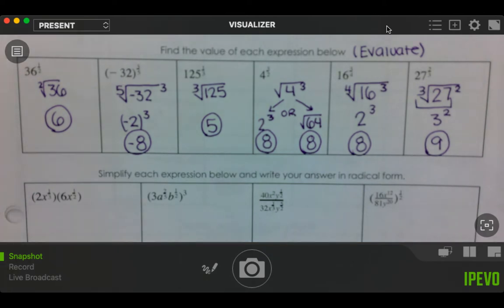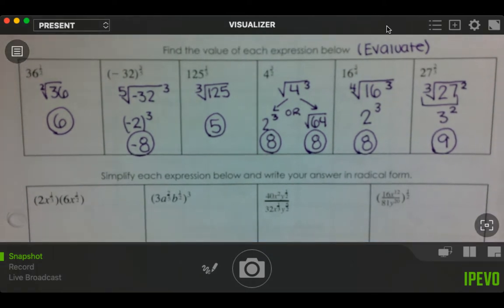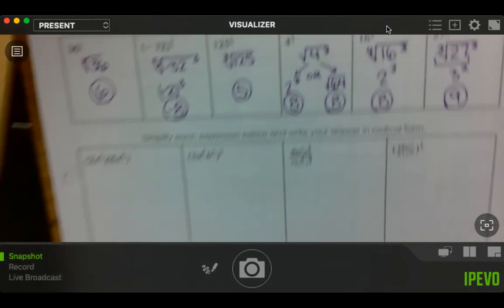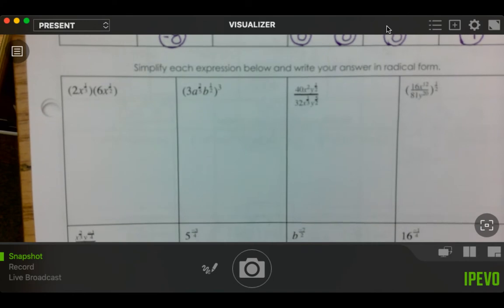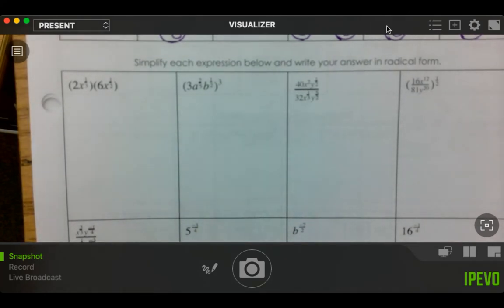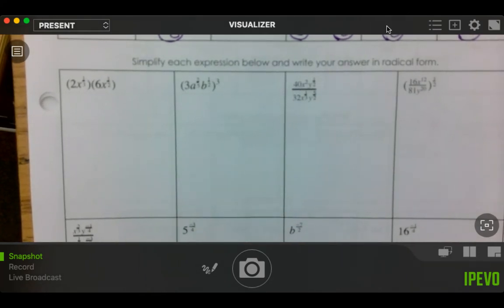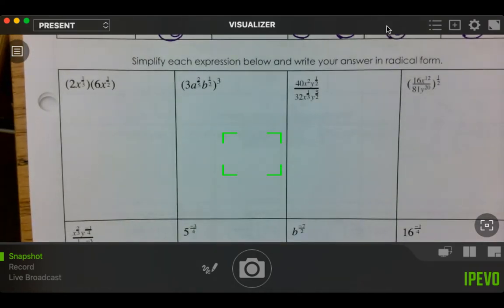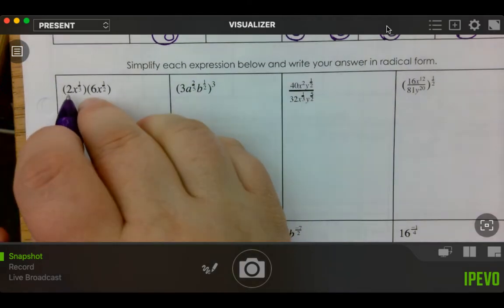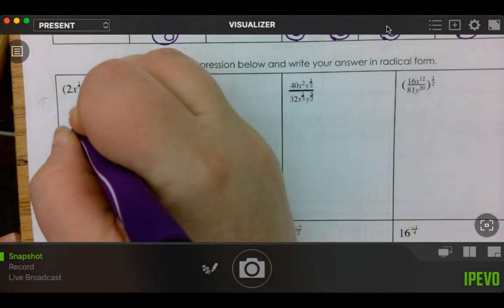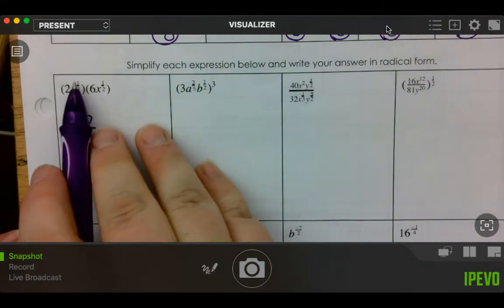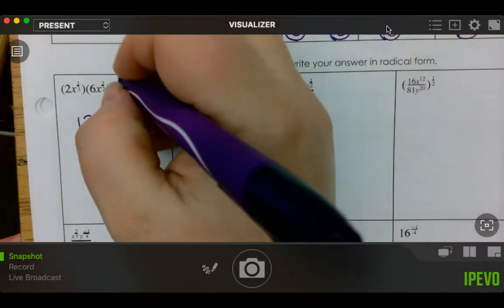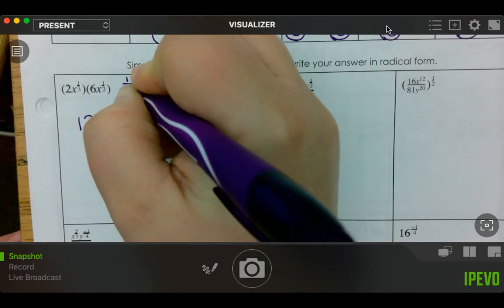Now let's talk simplifying. So we're going to need to use some of our exponent rules here. Instead of taking a minute to say them all off to the side, I'm just going to do them all here. So I'm going to multiply my numbers out front. 2 times 6 is 12. And then I'm going to have to do a little bit of work because I need to add these two exponents together. So I need to do 1/3 plus 1/2.